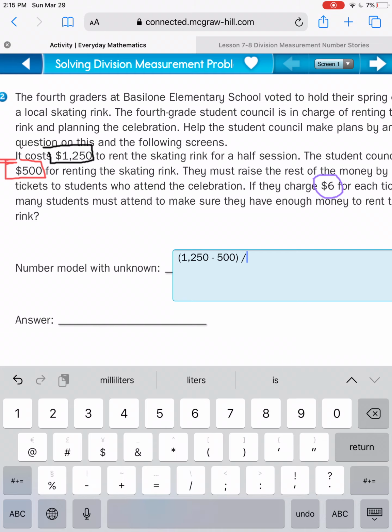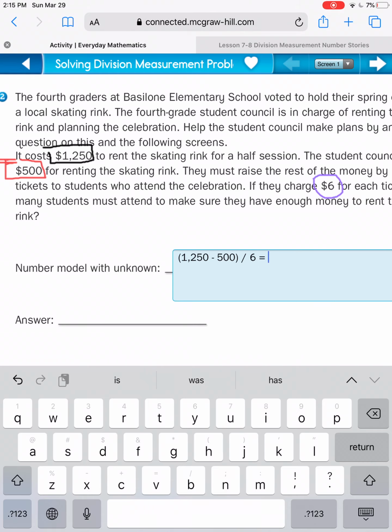Then I'm going to need to divide that by 6, and the reason why is because each ticket that they're selling is $6. That is going to tell me how many students must attend. So my number model is going to be 1,250 minus 500 divided by 6.